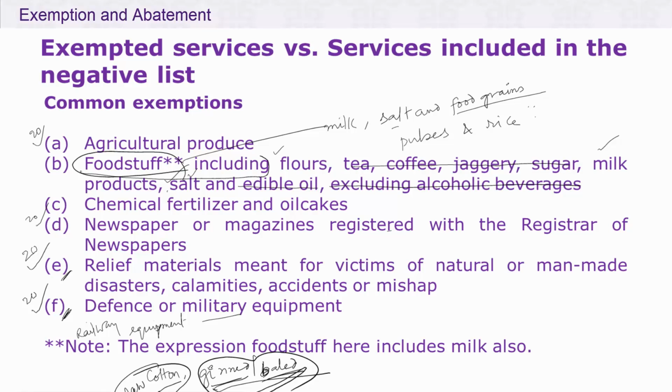Rice is also exempt. Please take care of this. Please take note of this. Okay, cotton ginned or baled. What about chemical fertilizer, organic manure and oil cakes? Where are they? Chemical fertilizer, oil cakes, here organic manure.